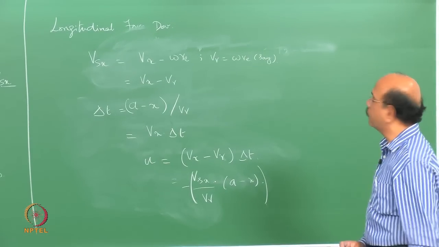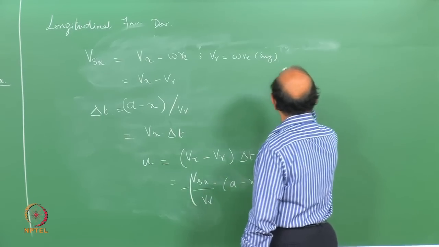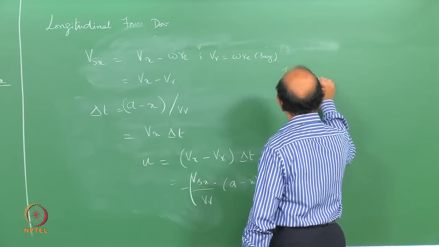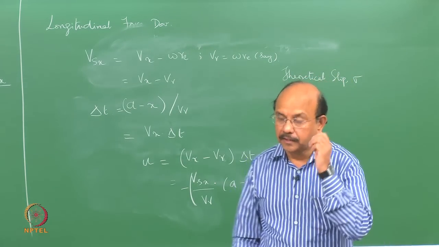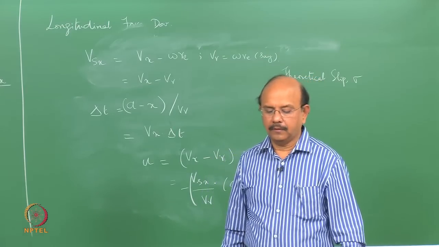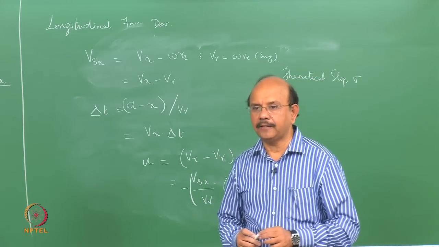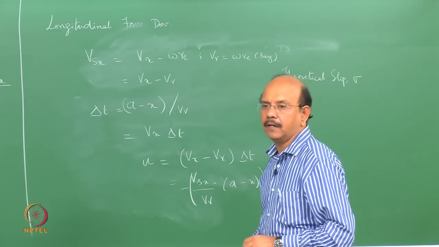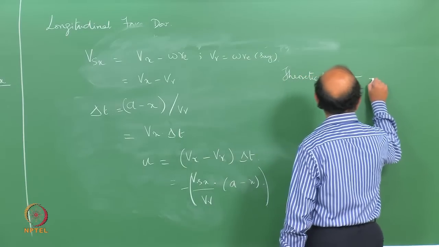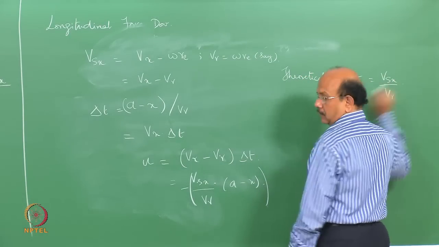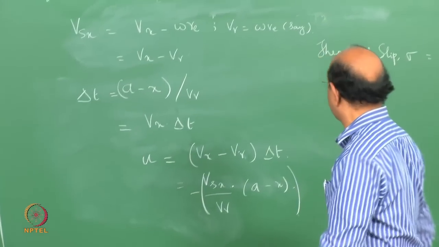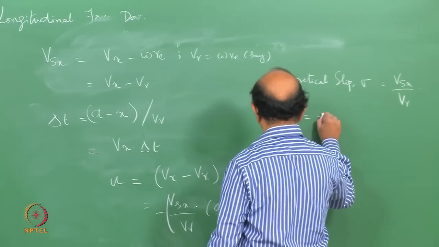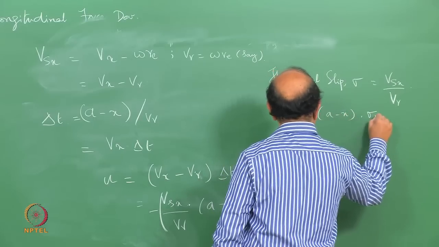I'm going to define two slip quantities. One of the slip quantities is called theoretical slip, sigma, a term given by Pacejka, and it is defined as this difference Vsx by Vr. So that u can be written as minus A minus X into sigma X.